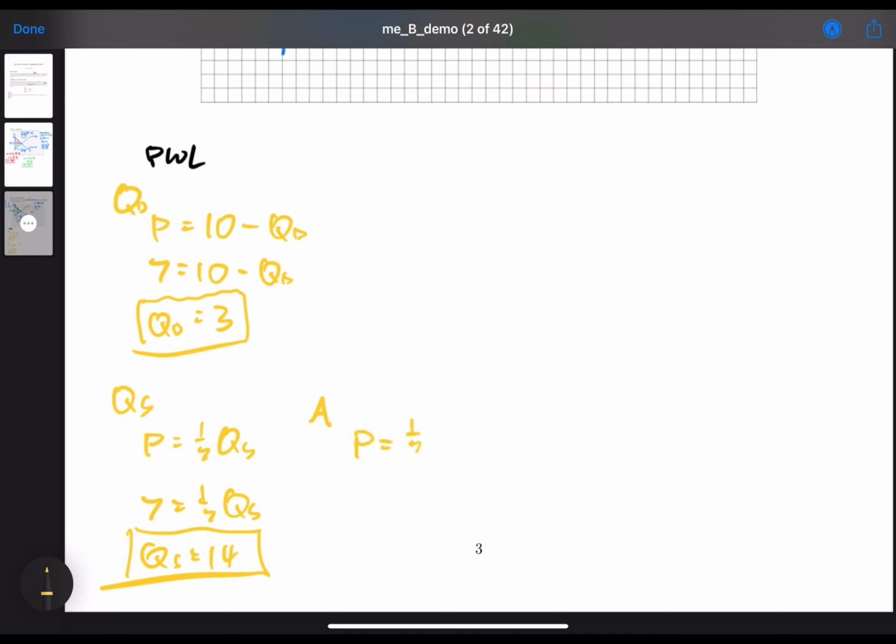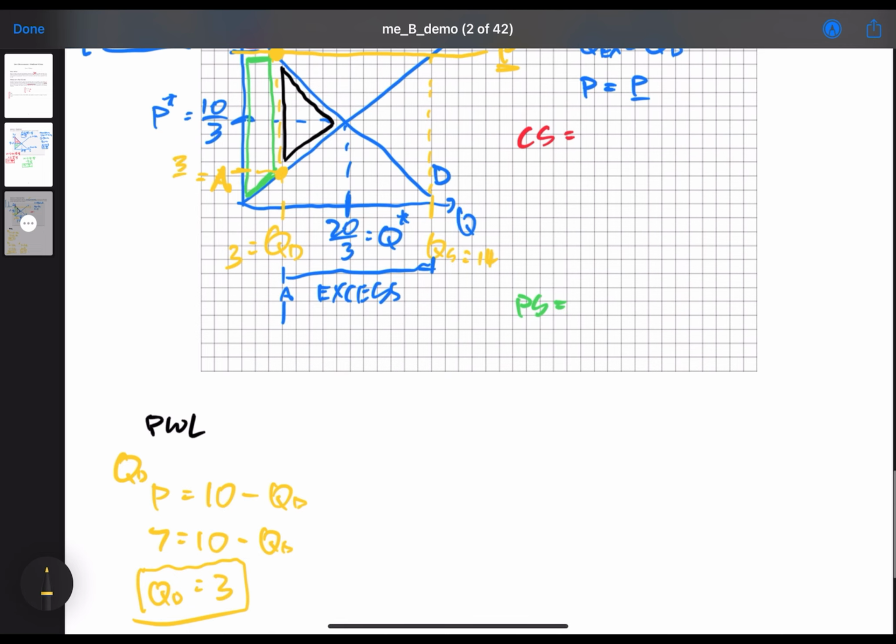So we plug in QD, which is 3, into the supply curve. This gives us, on the vertical axis, 3/2. So this isn't actually a price that we care about. It's just A is equal to 3/2. Okay, so this is 3/2.